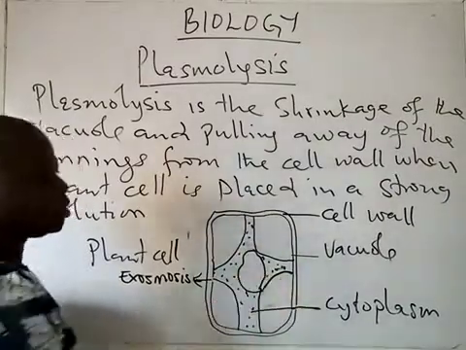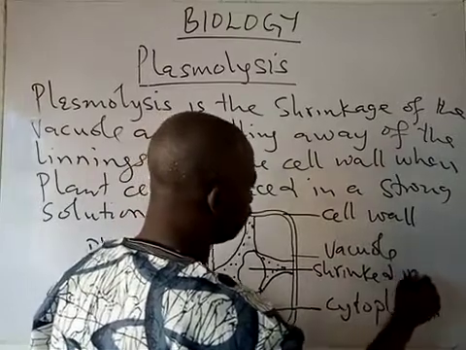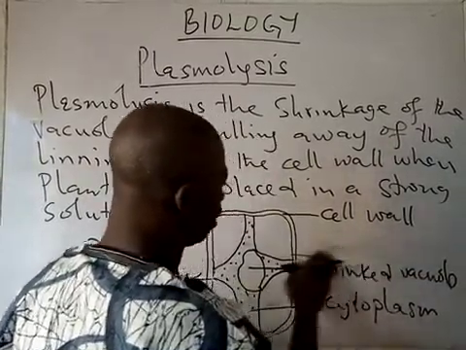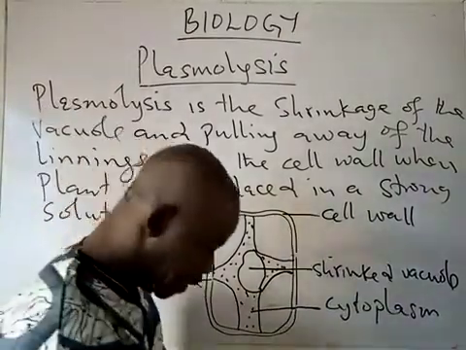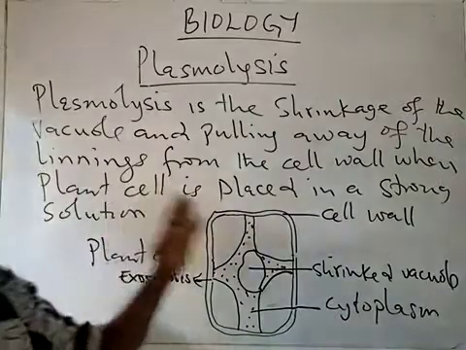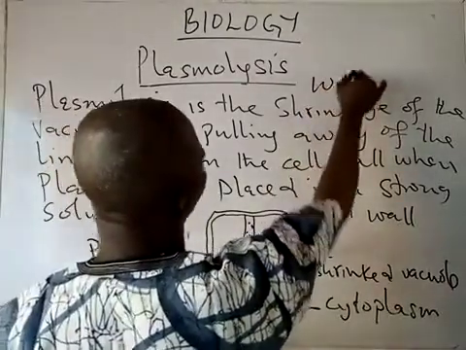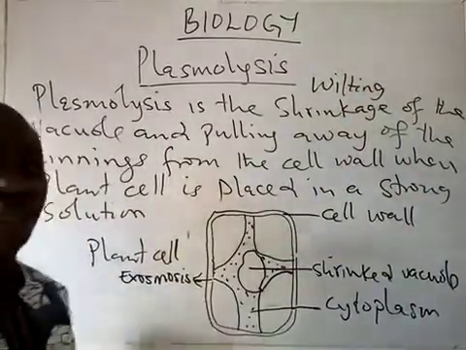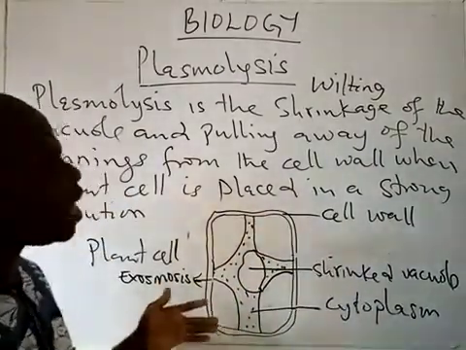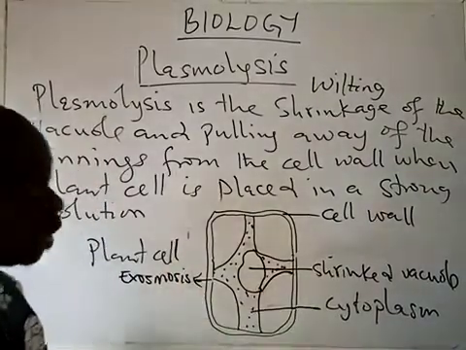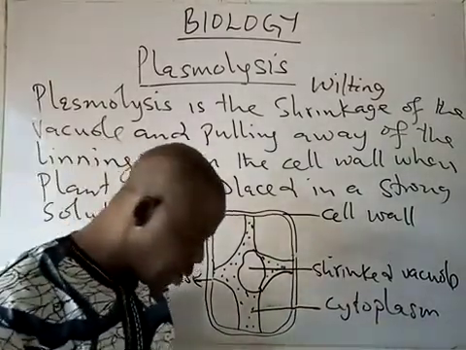And of course, this leads to the shrinkage of the vacuole. This is our newly shrunk vacuole. This is an illustration of how plasmolysis takes place in a plant cell. When plasmolysis takes place this way, it leads to wilting of the plant. The leaves will wilt away, the tender stem will wilt away, and if that continues for a long time and water is not supplied to the plant, then the plant will eventually die.